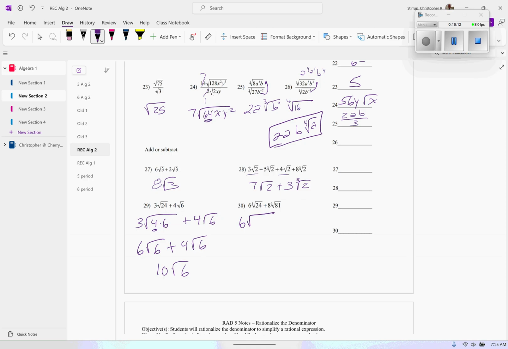Third root of 24 is 8 times 3. 8 is a perfect cube. Plus 8 times third root of 81, which is 27 times 3. Third root of 8 is 2. 2 times the outside 6 is 12, so I get 12 third root of 3. Third root of 27 is 3. Multiply that times the 8, so I'm going to get 24 third root of 3. Combine like terms, so I'm going to get 36 third root of 3. There's our answer.